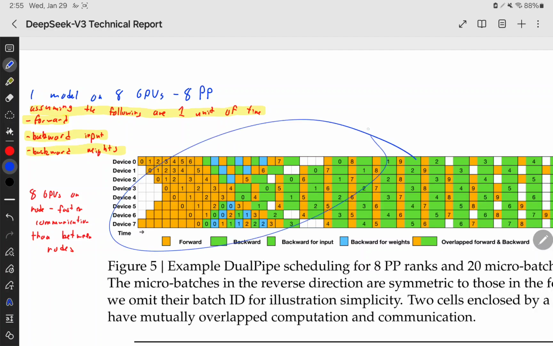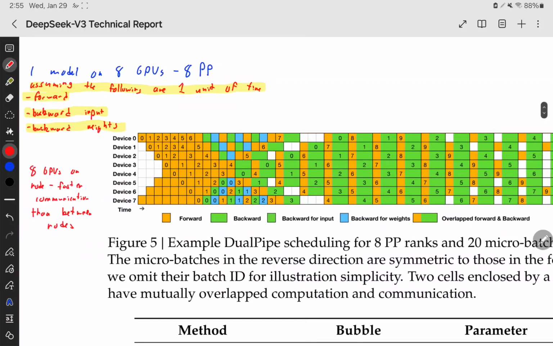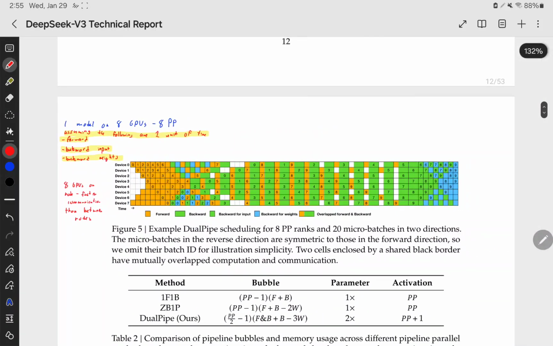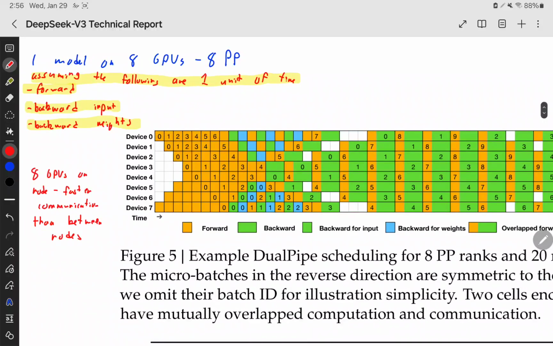Basically, in this example down here, they have 8 pipeline parallelism, so the model is sharded onto 8 devices, 8 GPUs. I think above they mentioned 16, but in this case, it's just 8. And they use 20 microbatches, 20 batches which are going to be sent through this pipeline. And this pipeline represents the full forward and backward pass for these 20 microbatches. So what they do is they send this data in parallel with each other.